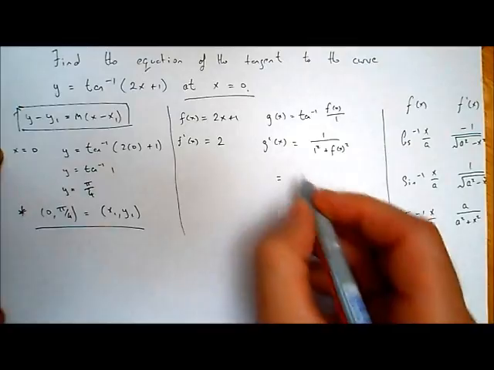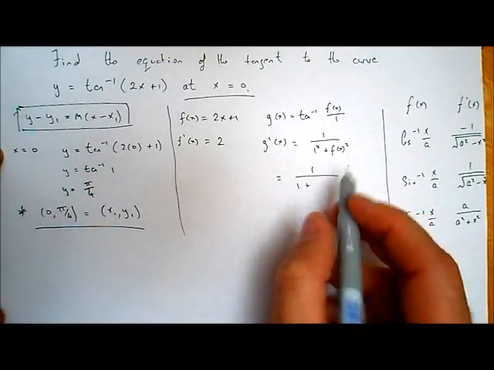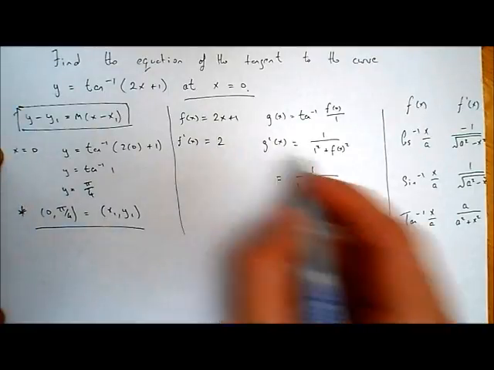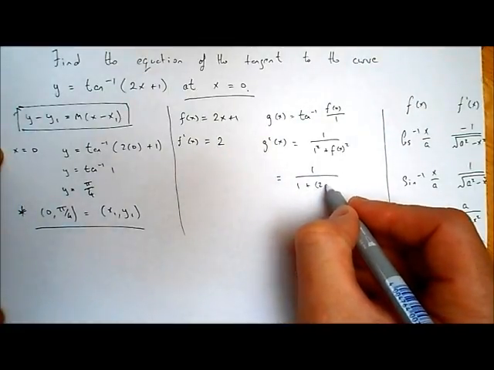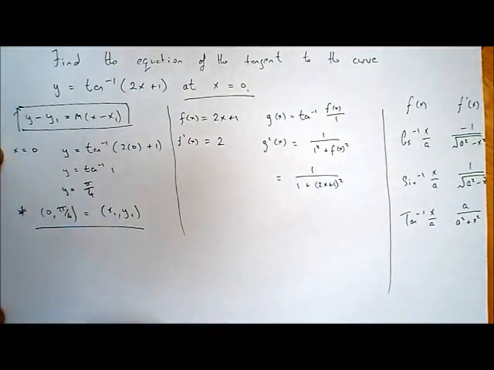And I can fill in now what f of x is. So I can tidy that up. I get 1 over 1 plus, well, f of x we know is this, it's 2x plus 1. So it's 1 over 1 plus 2x plus 1 all to be squared.